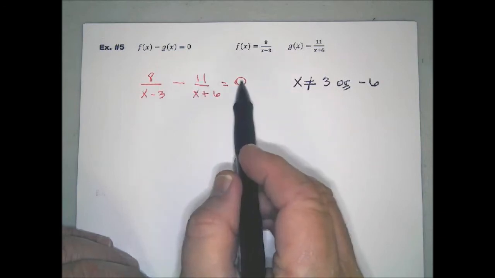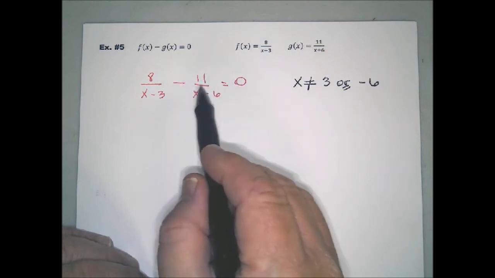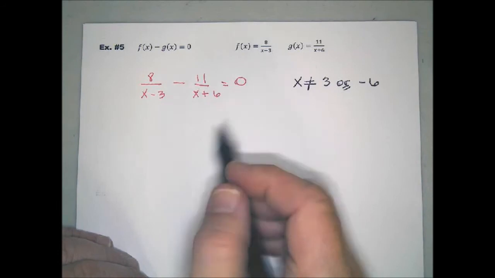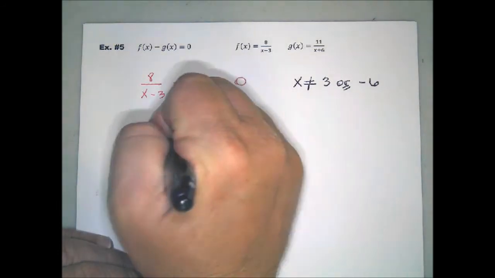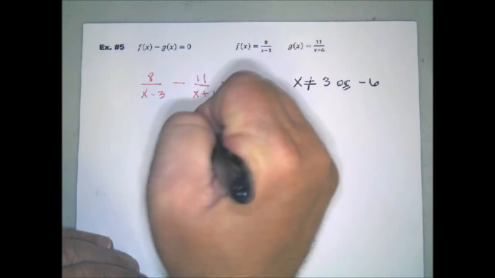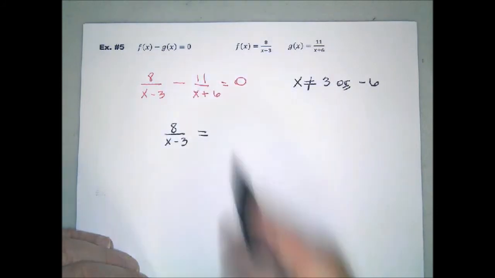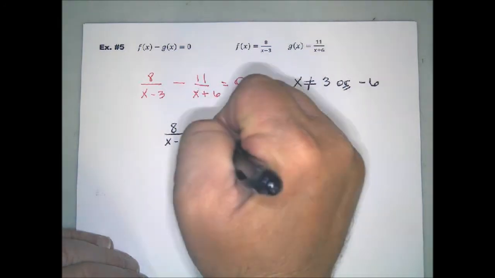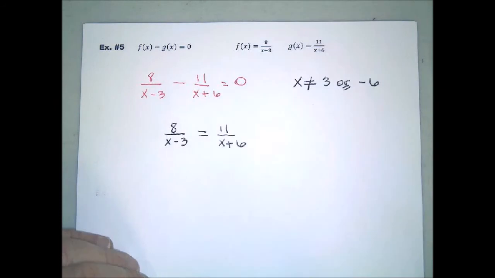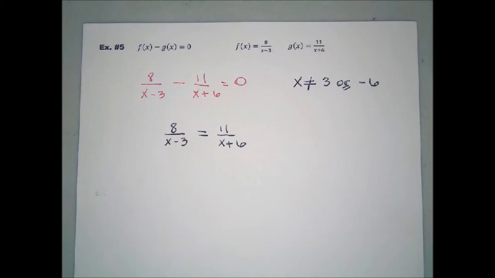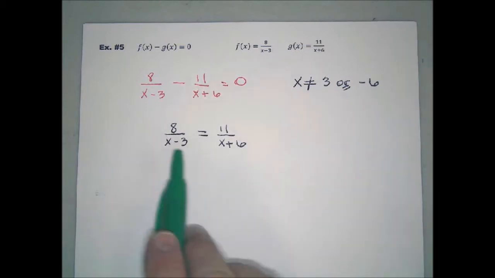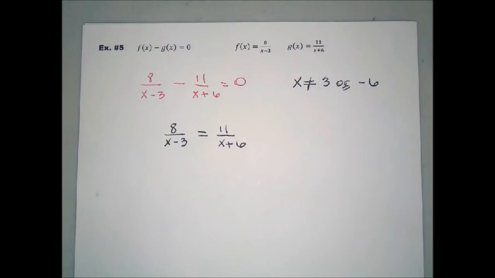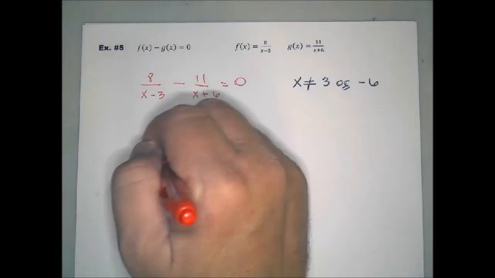Since this side is 0, it really won't change anything except for this would become positive when it moves over there. So I'm going to have 8 over x minus 3 equals 11 over x plus 6. And now you're down to those easy problems where it's simply a proportion. There's a single fraction on the left, there's a single fraction on the right, so we know the idea is to cross multiply.